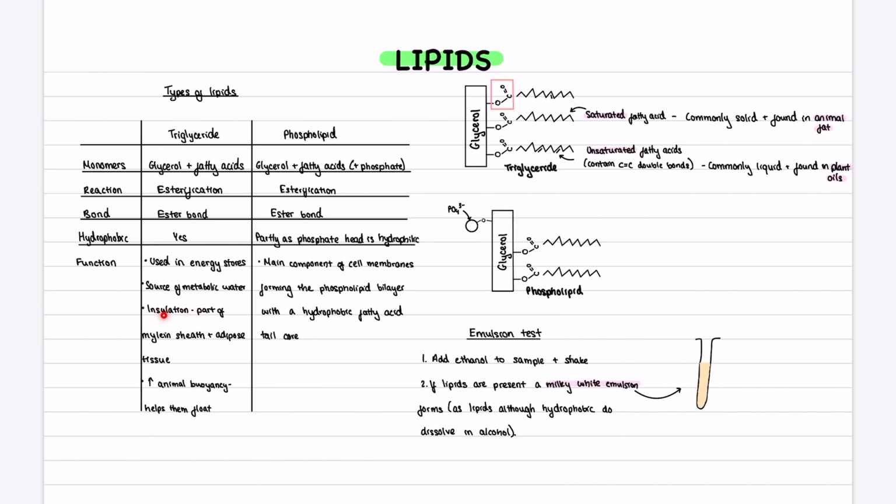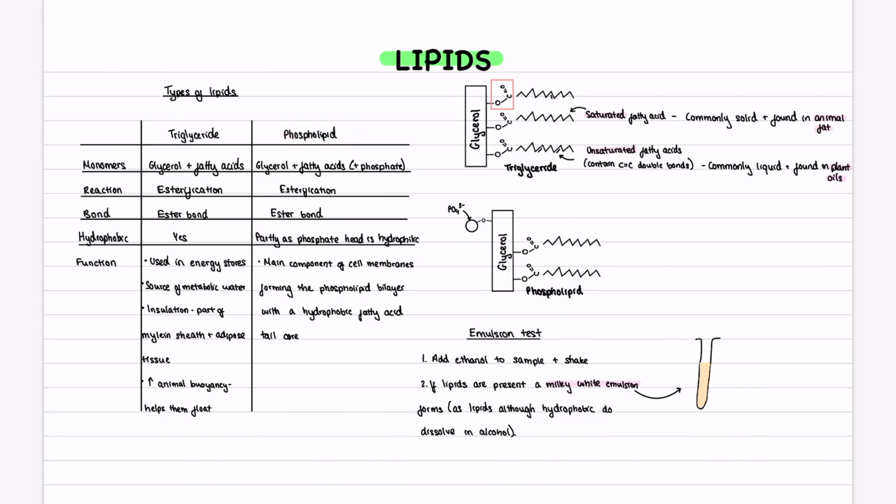Triglycerides provide insulation in the form of myelin sheaths around neurons, as well as part of adipose tissue, preventing heat loss too. Finally, triglycerides increase animal buoyancy. Due to their low density, it enables animals to float easily.